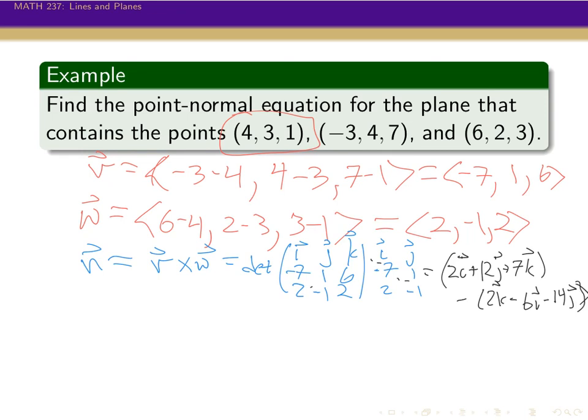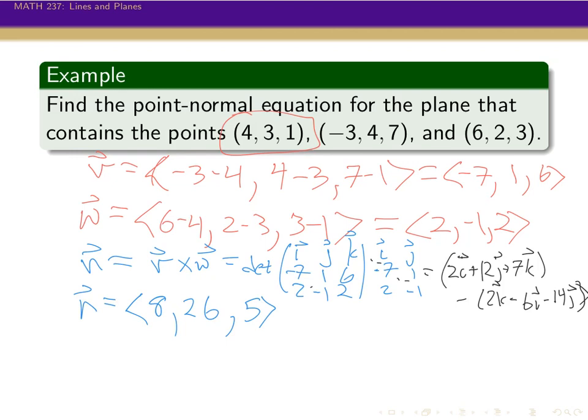And so this tells me n is equal to 2 plus 6 is 8. 12 plus 14 would give me 26. And then 7 minus 2 gives me 5.